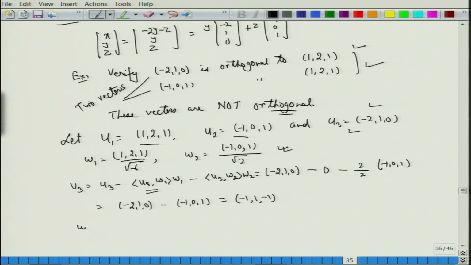So therefore W3 is perpendicular, and you can write W3 as (minus 1, 1, minus 1) divided by root 3, or W3 as (1, minus 1, 1) divided by root 3, whatever you want. Is that okay? So that is the way we get these things, fine. I want you to understand this very important thing, that you can do these calculations, fine.